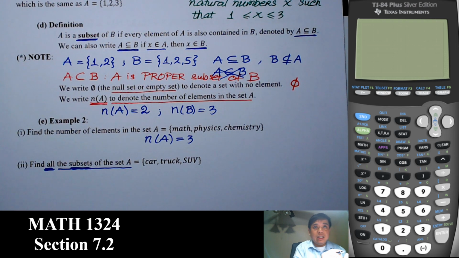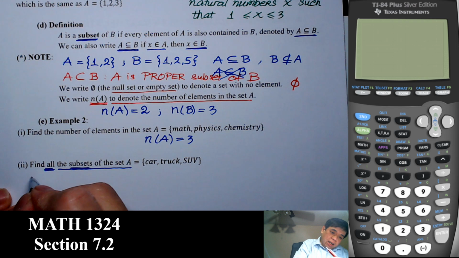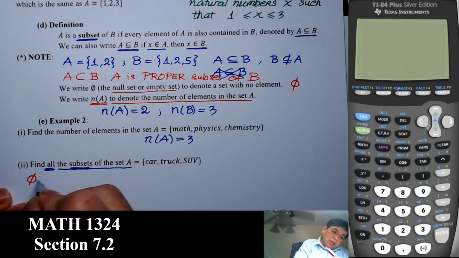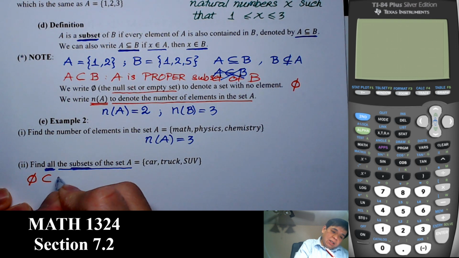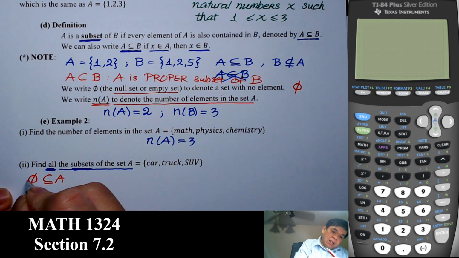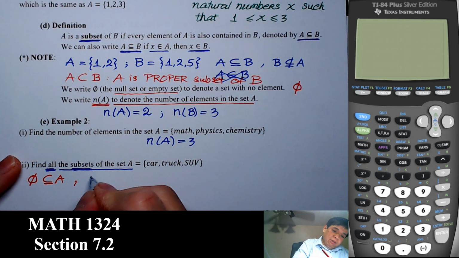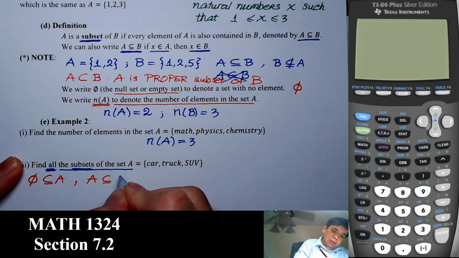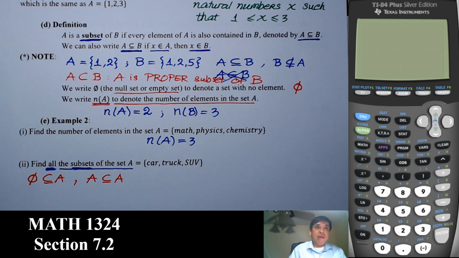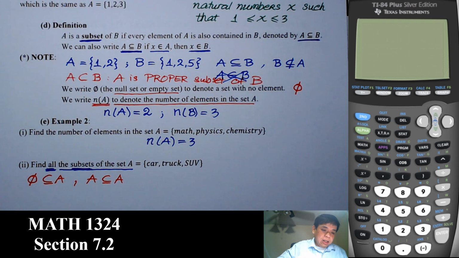All the subset of A. So first of all, this is without any proof. We have a theorem that an empty set is the subset of everything. So the empty set is a subset of A, and every set is a subset of itself. So we have those two.